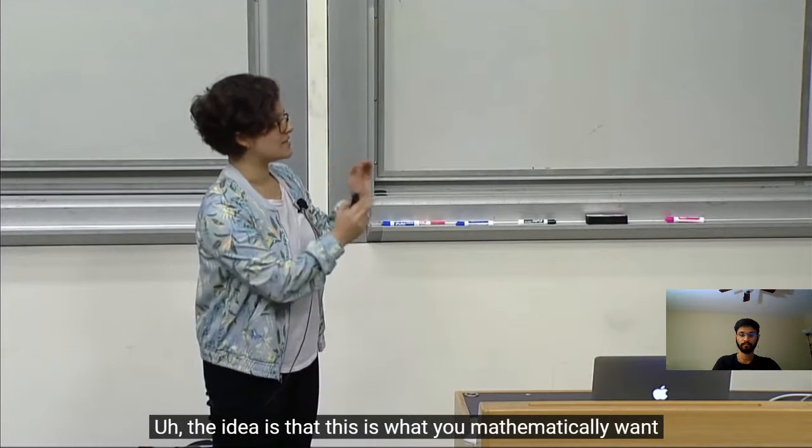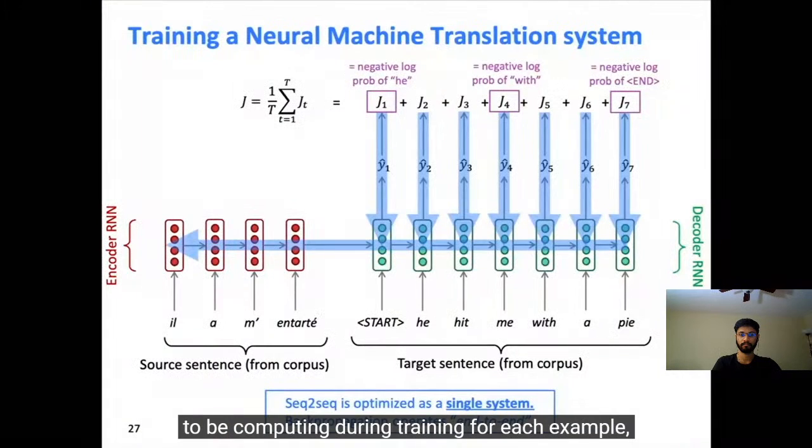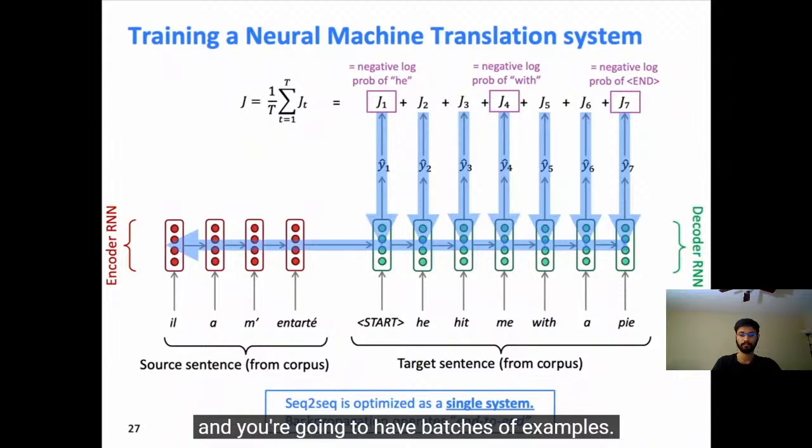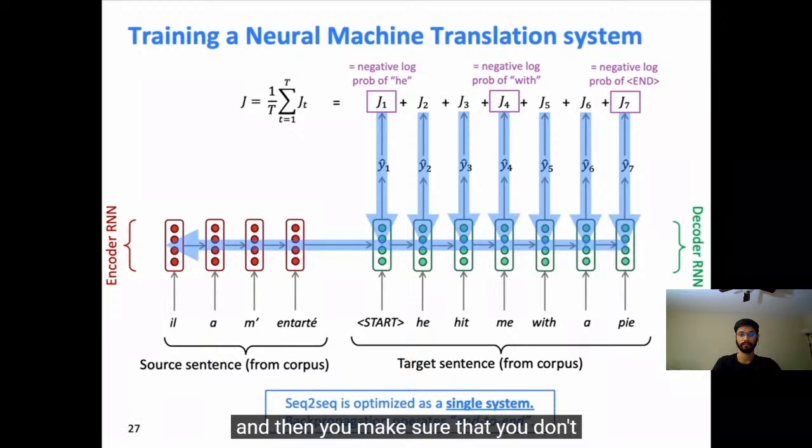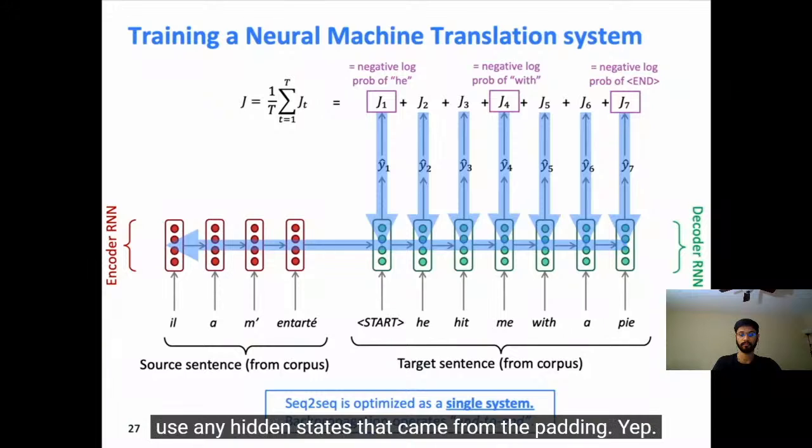The idea is that this is what you mathematically want to be computing during training for each example, and you're going to have batches of examples. But the question is, how do you actually implement that in practice? So what you'll usually do, just because it's easier to assume that your batch is an even-sized tensor where everything is the same length, is you pad any short sentences up to some predefined maximum length, or maybe the length of the maximum example in your batch. And then you make sure that you don't use any hidden states that came from the padding.